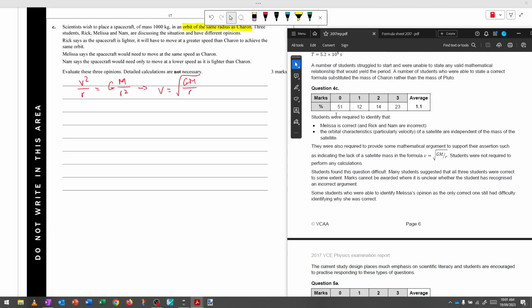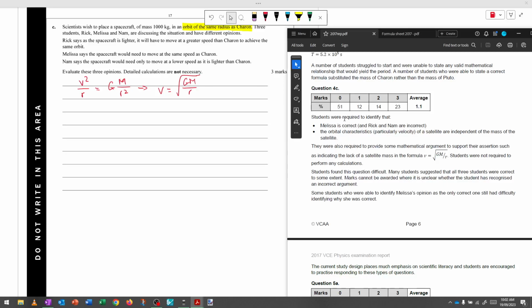Students were required to identify that Melissa is correct and Ricky and Nam are incorrect. So we've done that. Then we have to show why. And that's us explaining that because of this circular motion, when you're orbiting Pluto, we can claim the following relationship. And then solving for v produces this equation, which tells us that the velocity only depends on the mass of Pluto and the orbital radius of your object.